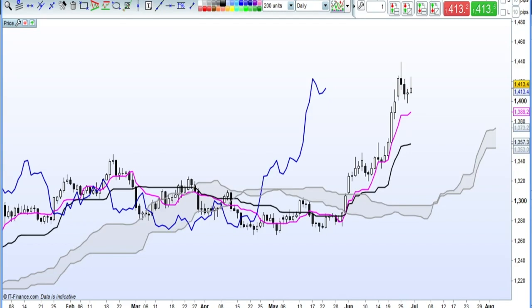The final line is the blue one, which is called the lagging line. It's plotted 26 days behind today's price, and it's merely the closing price. So it tries to take out some of the noise of the candles. You're getting a sort of smoother effect. And that also helps you decide whether you've got a steady trend or a bit of a dodgy one and things like that. So it's a collection of tools really rather than just one tool.